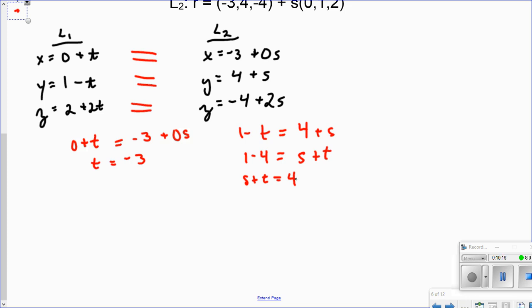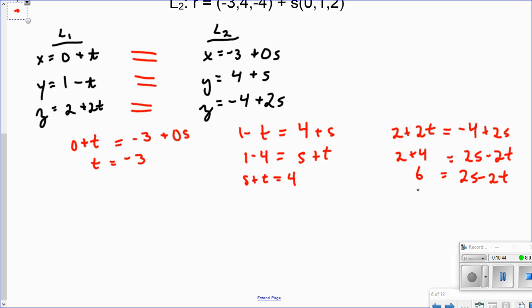All right, now let's take a look at the z's. 2 plus 2t, my z component, equals negative 4 plus 2s. All right, let's do a little bit of rearranging here. I could move my negative 4 over here with my 2, so it'll be 2 plus 4. That allows me to have 2s minus 2t. And that'll be 6 equals 2s minus 2t. And sometimes if you like, you can divide everything by 2 to have s minus t.